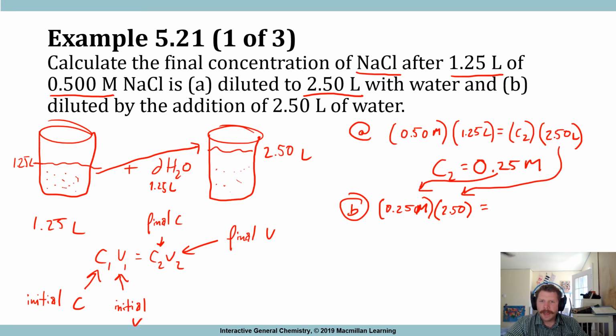When we add 2.50 liters to 2.50 liters, we've doubled our volume, all the way up to 5.00 liters. Now I plug this info in: 0.25 times 2.5 divided by 5. That gives me a concentration, C2, equal to 0.125 molar.